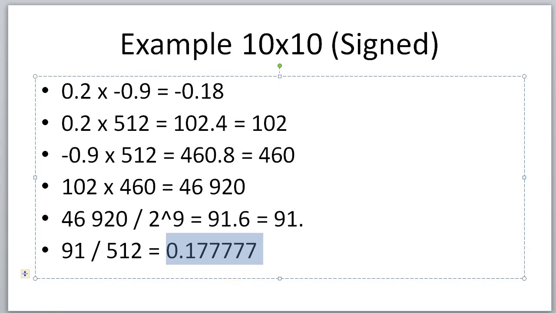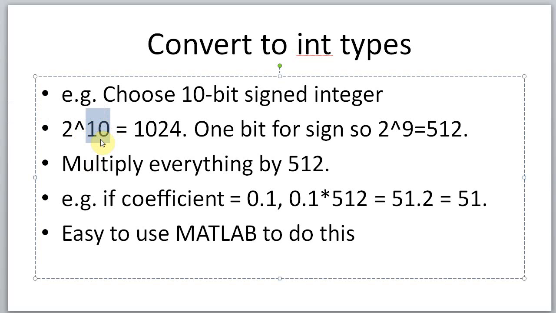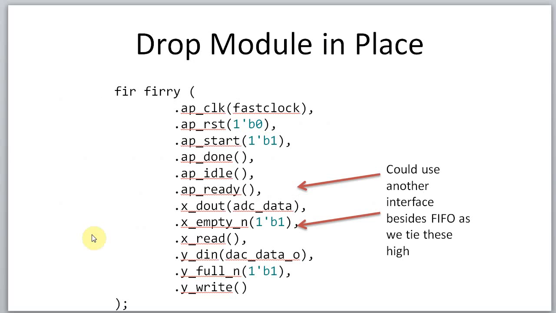What else do I have here? So this is just explaining how I did that coefficient conversion. So I took them and multiplied by example. I'm using 10 bits to represent the FIR filter coefficients. 1 bit for the sign, so 2 to the power 9 is 512. So I just multiplied each coefficient by 512. And there's just how I put the module in place.